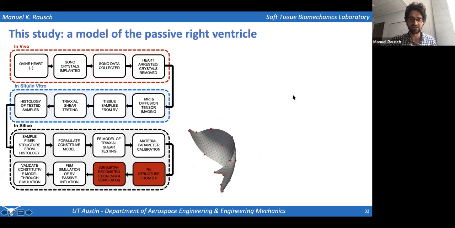But ultimately, we're interested in the entire ventricle, not just one tissue cube. So here we go back to our sonomicrometry data. So these are these fiducial markers that we collected in the beating hearts of these sheep. And you see that these individual points are essentially these fiducial markers. So now we can use spline surfaces to interpolate between these markers, and we get a representation for the epicardium, the outer surface of the right ventricle.